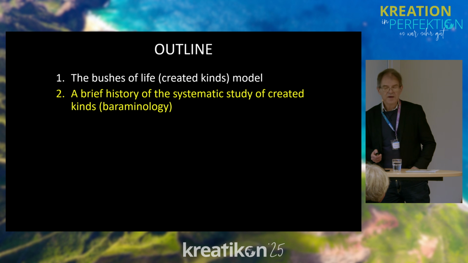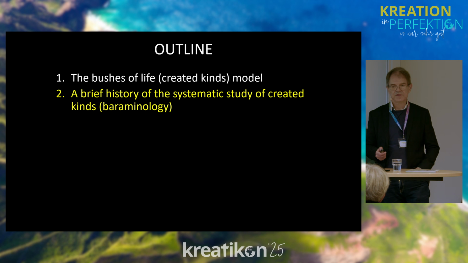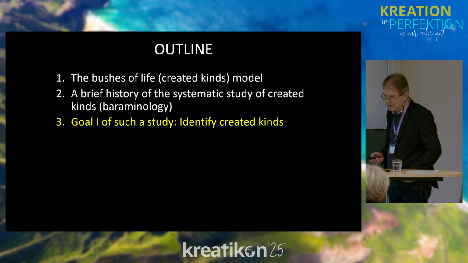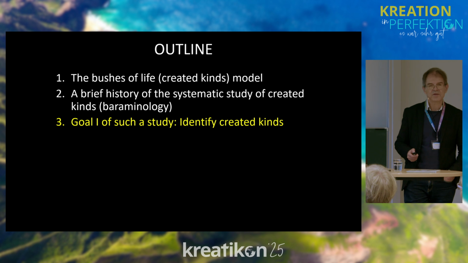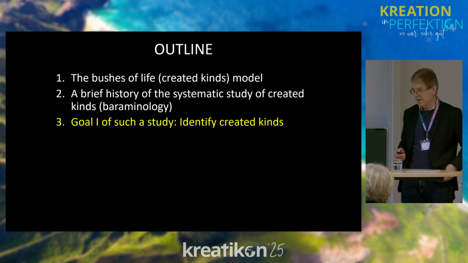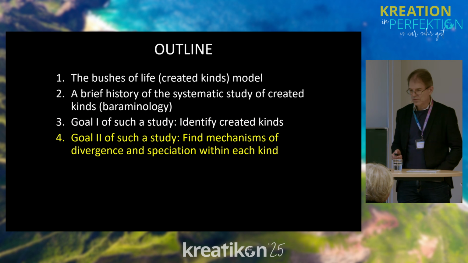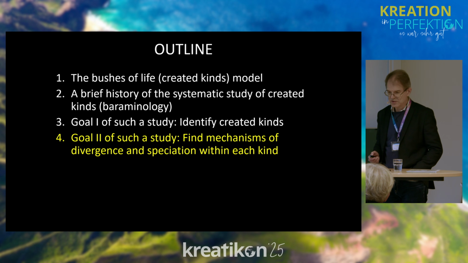And then you could say that this systematic study has 3 major goals. And the first goal is to really find those kinds. Which are the created kinds? Which groups of animals do they correspond to today? And then the second goal is to find the mechanisms of divergence and speciation within kind.